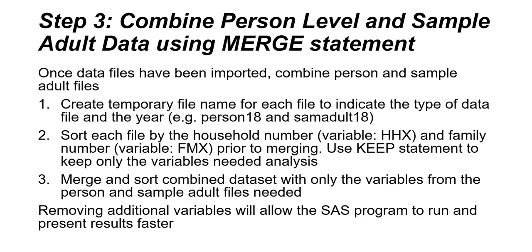So as you saw when I did the proc contents for both of those data files, there are so many different variables and you never need all of those variables. So by using a keep statement, you can actually just list the variables that you want to keep for your final analyses. Then third, you merge and sort the combined data set with only those variables from the keep statement. By removing those additional variables that you don't need, it will allow the SAS program to run faster and present the results faster. So let me go ahead and download the file to do that and merge the two files we already created.